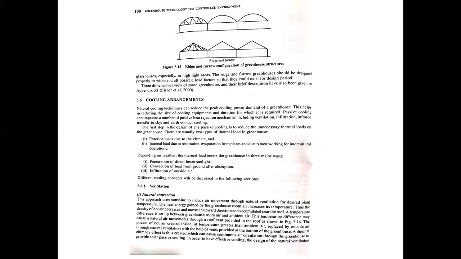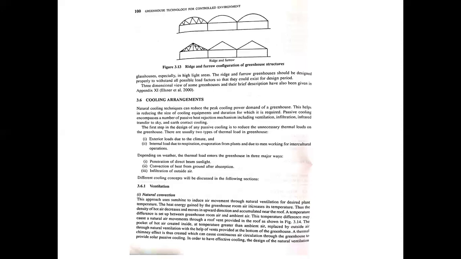Different cooling concepts will be discussed in the following section. Ventilation: natural ventilation. This approach uses sunshine to induce air movement through natural ventilation for desired plant temperature. The heat energy gained by the greenhouse room air increases its temperature. Thus, the density of hot air decreases and it moves upward and accumulates near the roof. A temperature difference is set up between greenhouse room air and ambient air.